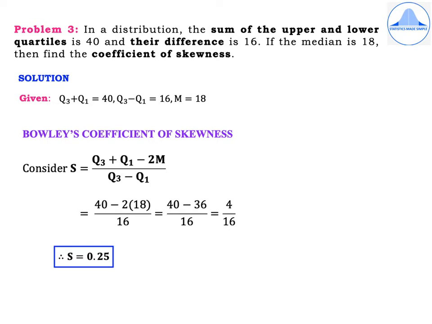Then write Bowley's coefficient of skewness. The formula is consider S equal to Q3 plus Q1 minus 2M divided by Q3 minus Q1, which is equal to 40 minus 2 into 18 divided by 16, which is equal to 40 minus 36 by 16, which is 4 by 16. Or you get S is equal to 0.25.